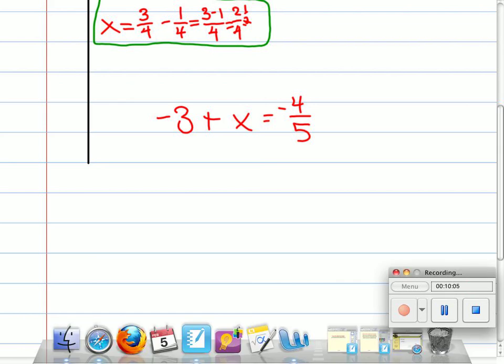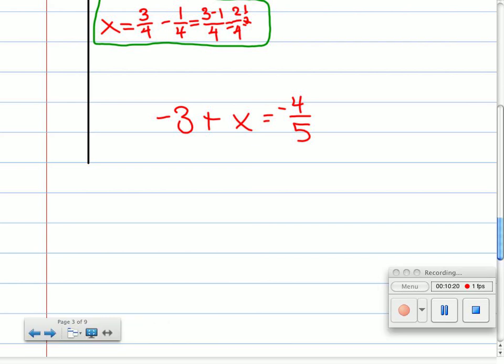All right, looking at this, I have that whole number, the -3. I want to make that into a fraction so I can actually deal with it. How do I make -3 into a fraction? Abby? So I'm going to rewrite this as -3 over 1 plus x is equal to a -4/5.